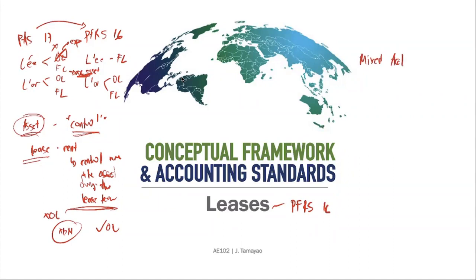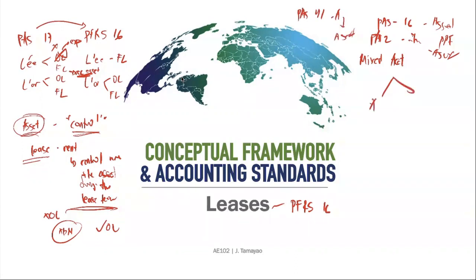As I said, leases is considered as a mixed account. Why is it a mixed account? Because unlike your other standards, let's say we have your PAS 16, we are talking only on an asset section, property, plant, and equipment. PAS 2, we are talking about inventory that is only under your asset. PAS 41, we talk about your agriculture, which is only an asset. However, PFRS 16 is a mixed account because we will discuss here two items, an asset and a liability.